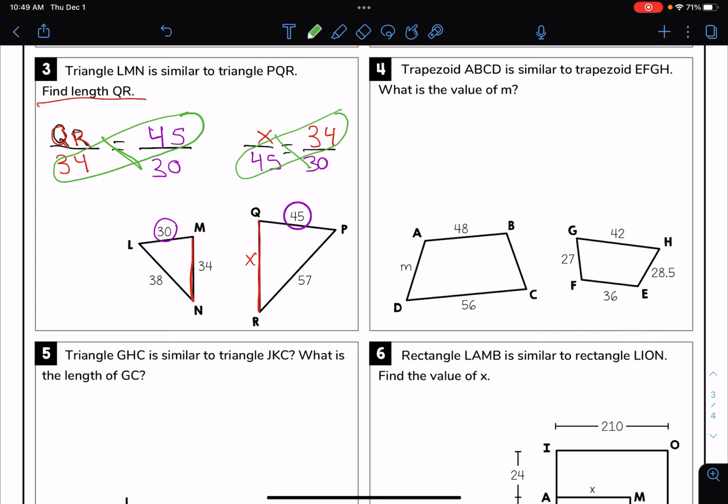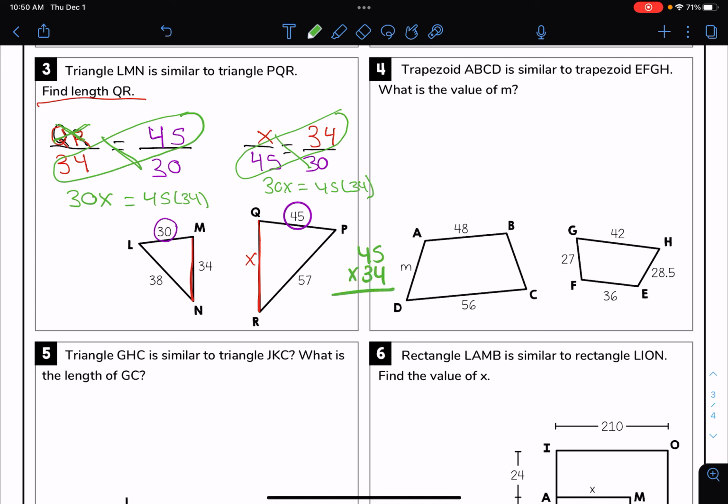So let's go ahead and solve. So QR and 30, this is why it's easier to use X, because you would have 30X equals 45 times 34. And then here would be the same thing, 30X equals 45 times 34. Okay, so then you would go ahead and multiply 45 times 34.